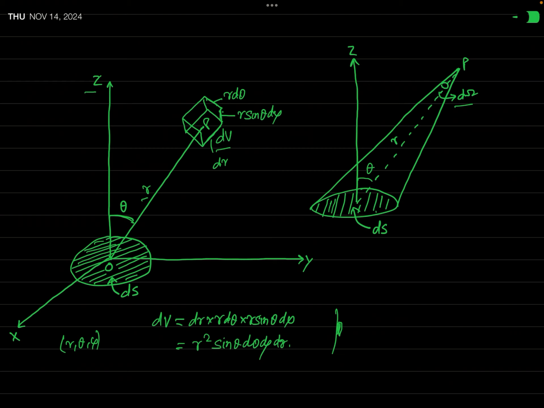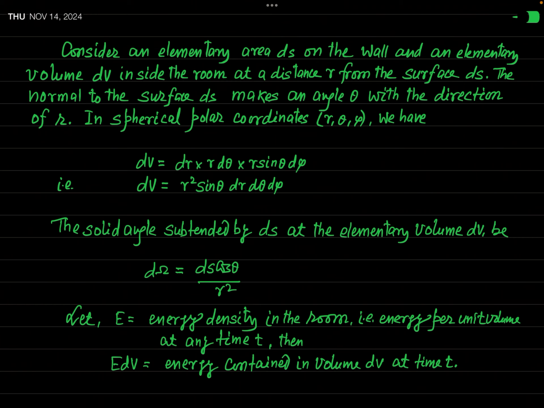And what is this d omega, which is the solid angle subtended by this surface at point P? By definition of solid angle, d omega is given by ds cos theta by r square. This is the solid angle made by this surface at the point P, where the elementary volume is located. Actually, I have mentioned these facts here. You can see that dV is given by this expression, and the solid angle made by this surface ds at the elementary volume dV is equal to this much.